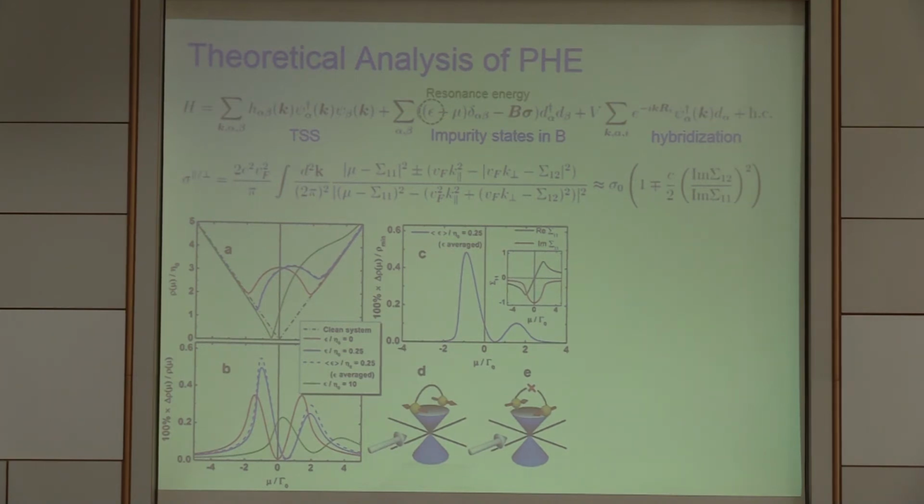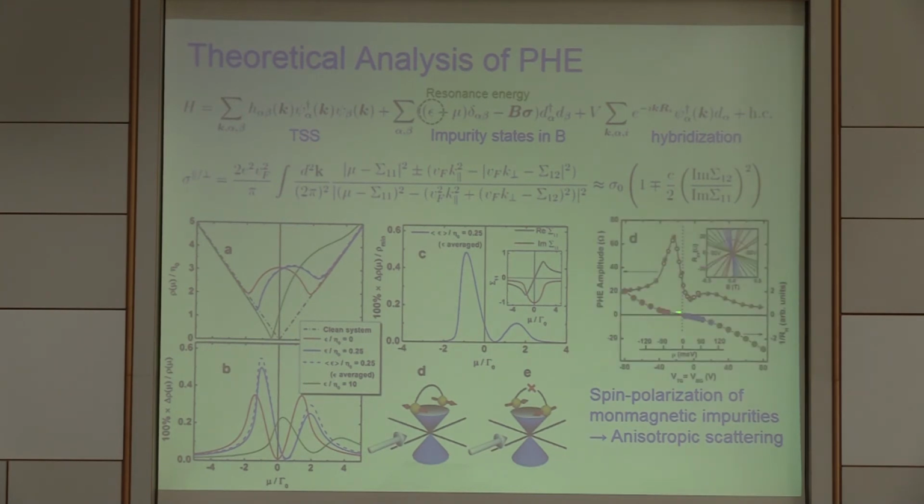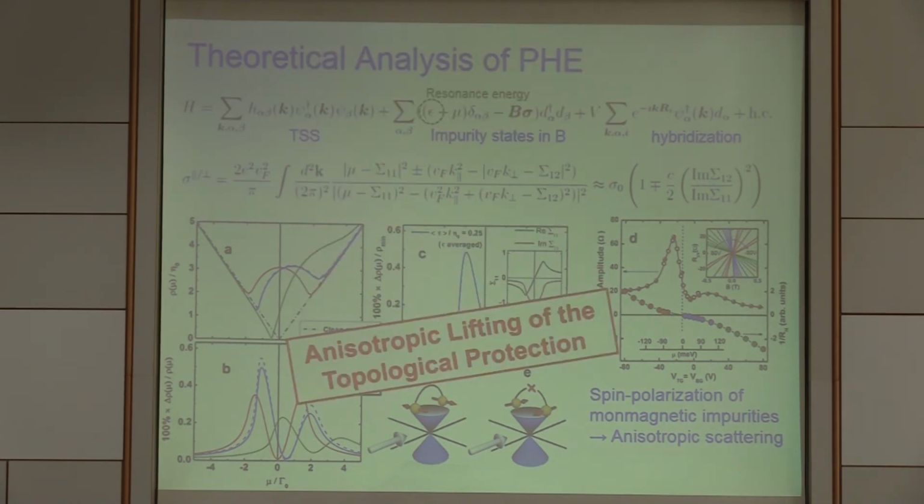And this calculation considers a realistic distribution of this resonance energy. And so the spin polarization of the impurities leads to anisotropic scattering. And the theoretical calculation actually coincides reasonably well with what we actually observed. And this anisotropy between the electron and hole side is most likely due to the resonance energy of the impurity being located on the electron side. So this seems to give evidence for the anisotropic lifting of the topological protection.